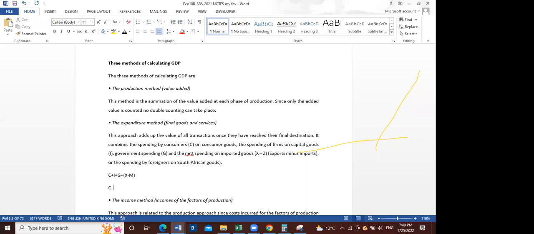So C here is representing consumption expenditure. This is consumption expenditure by households. So when households spend on goods and services, the sum of their spending is what we are referring to as consumption spending. Then I, capital letter I, is representing spending by firms, investment spending by firms.